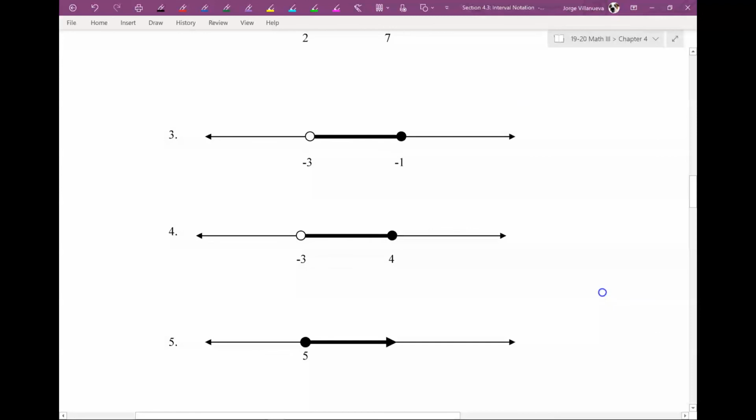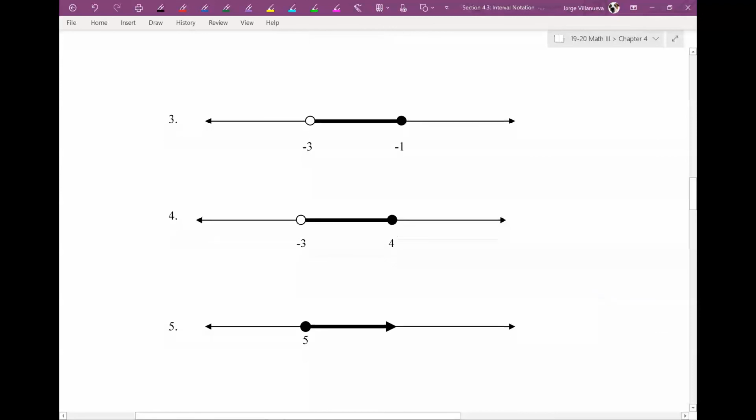What about the second page, 1 through 6? Which one? Number 4. So number 4 in interval notation is going to look like this. Notice there's a negative 3 and a 4. The negative 3 is not included. The 4 is. So pretty easy, right? These problems are pretty easy. They don't take very long.